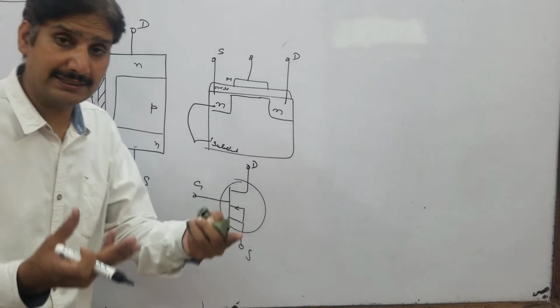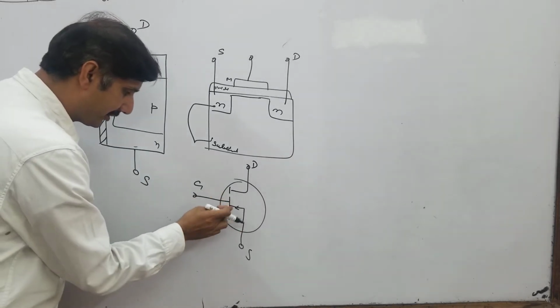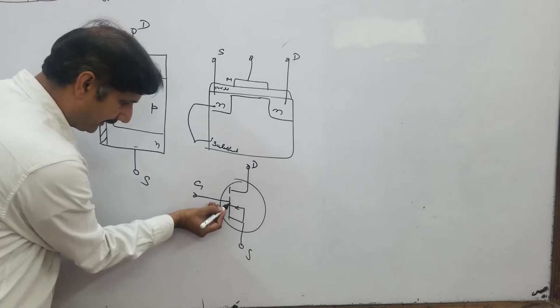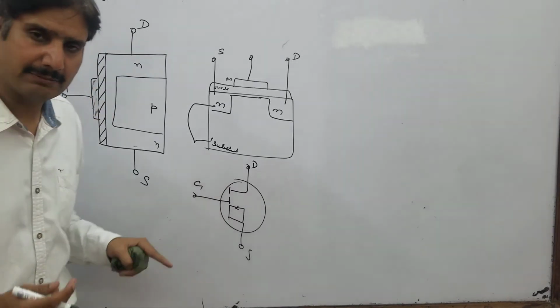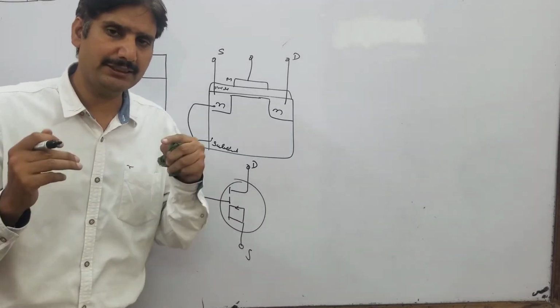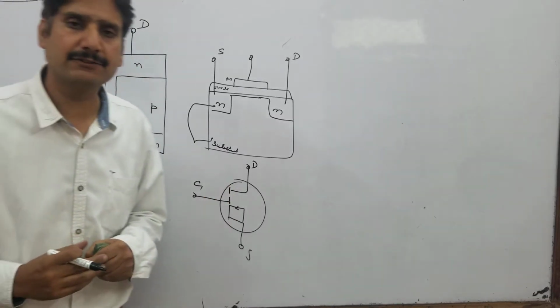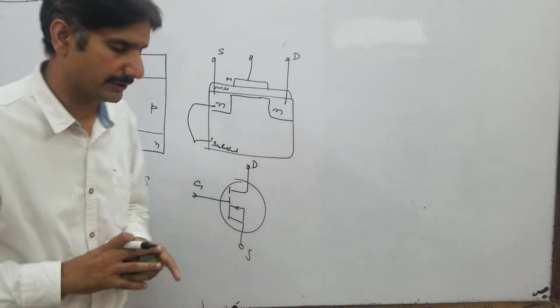And for enhancement type, these are shown separately. They are not physically connected. When this line is broken like that, that means we are talking about enhancement type MOSFET. If it's a continuous line, that stands for depletion type MOSFET.